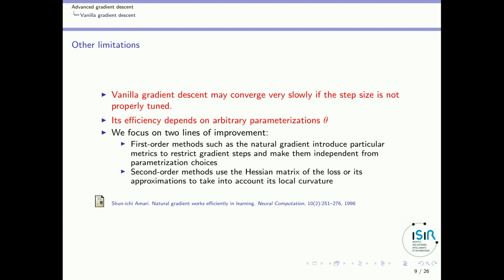First, we will have a look at first order methods such as the natural gradient descent technique, which introduces a particular matrix to restrict gradient steps and make them more independent to the parametrization choice. And we will also consider second order methods which use the Hessian matrix instead of the Jacobian matrix, so the Hessian matrix of the loss or its approximation to take into account the local curvature of the function when we are optimizing. Okay, and about gradient descent techniques, the most important paper is the one from Amari where it is defined.